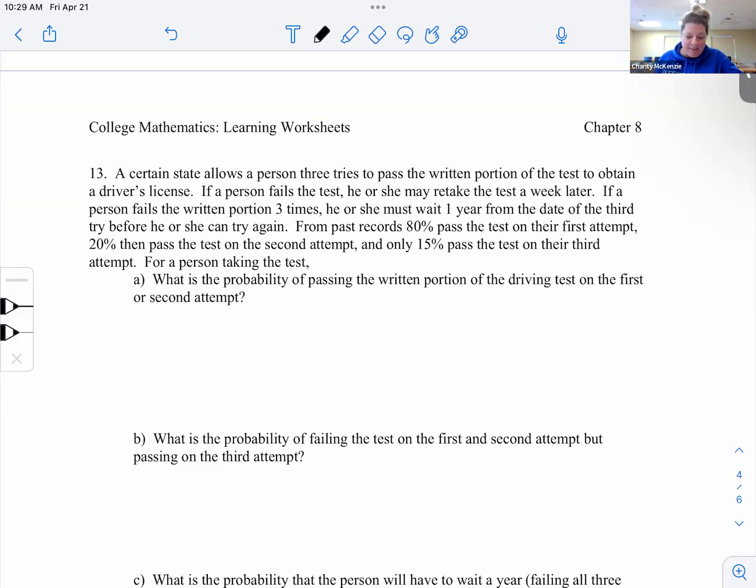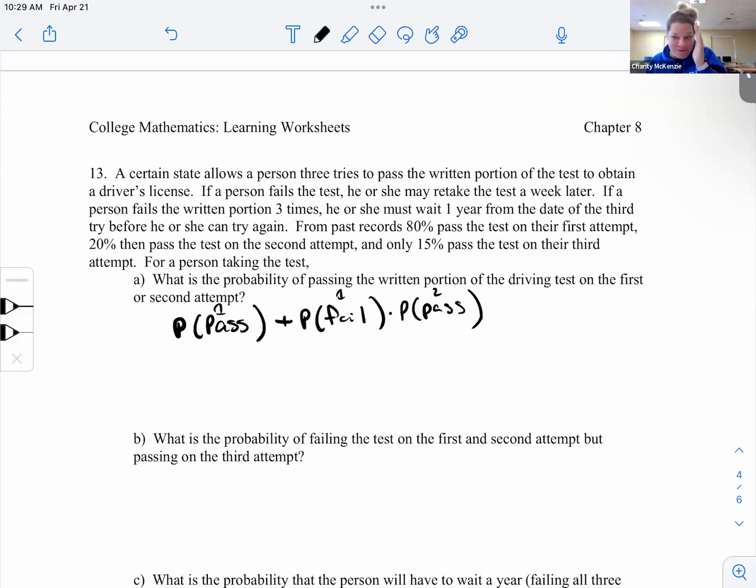So think about this. It's a little harder than it sounds. We have the probability of passing on the first attempt, which we like. We want that, right? Plus, you have the probability of failing your first attempt, times the probability of passing your second attempt. So this is your first attempt here, this is your second. You have to think through. I think most people would forget that you failed the first one, and that probability is affecting overall.